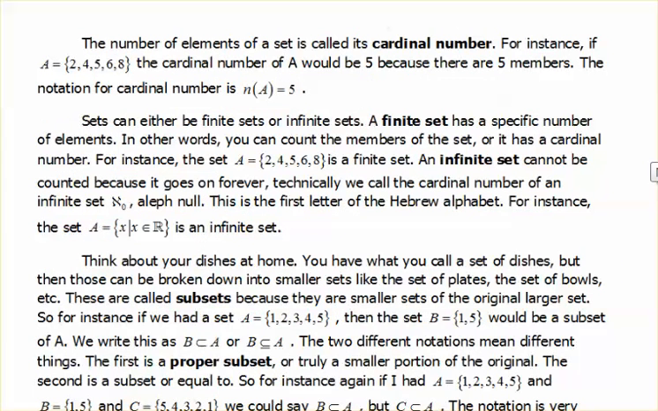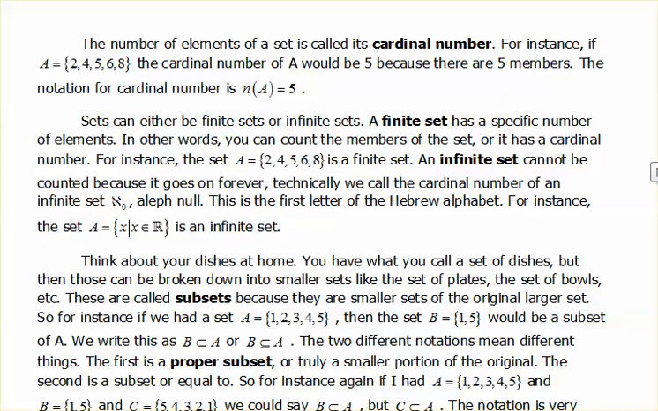All right. Now, the number of elements in a set is called the set's cardinal number. So, for instance, if we have this set A that has 2, 4, 5, 6, and 8 as its members or elements, the cardinal number of A would be 5 because there are 5 members. The notation for cardinal number looks like this: n(A) = 5, where n(A) represents the cardinal number of set A. It's how many elements there are in the set.